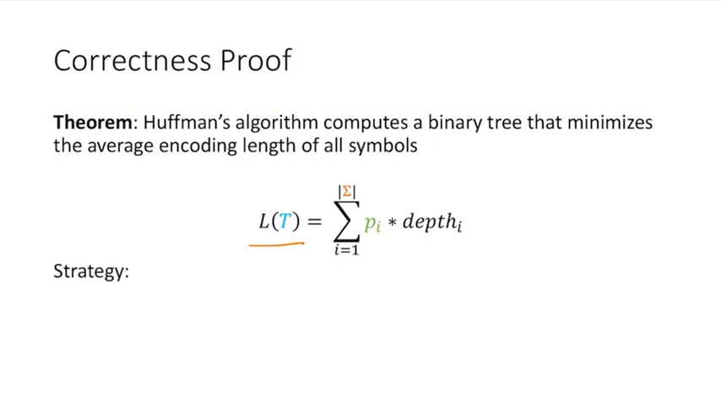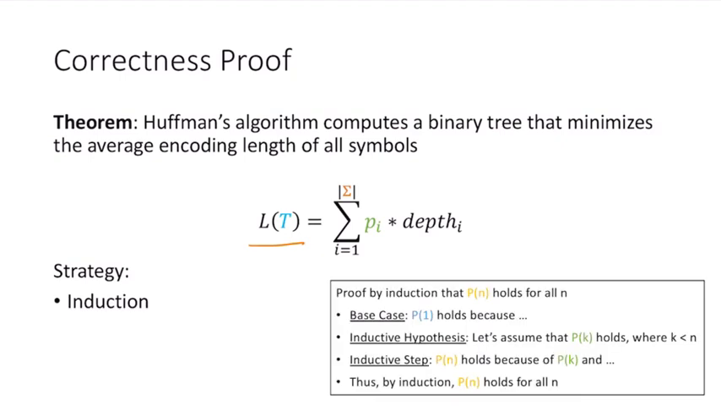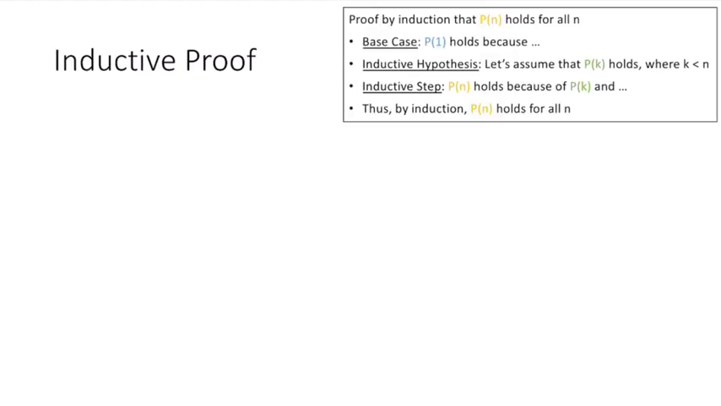Our strategy for proving correctness is going to involve induction. And just to remind you, our general template for induction is we have to talk about the base case, talk about our inductive hypothesis, our step, and then we can draw our conclusions. And since this is a greedy algorithm, we're also going to throw in an exchange argument, which usually makes our lives a little bit easier.